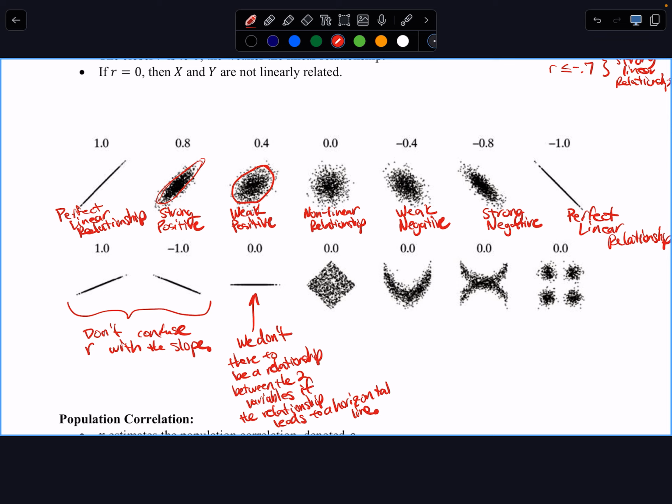And then the last little bit here, these last four graphs have a correlation of 0 because they are nonlinear, right? So remember, R only measures linear relationships. These variables may be related because we see a pattern in their scatter plots, but that pattern is not according to a straight line, right? And so we're going to get a correlation coefficient of 0. Or we should.